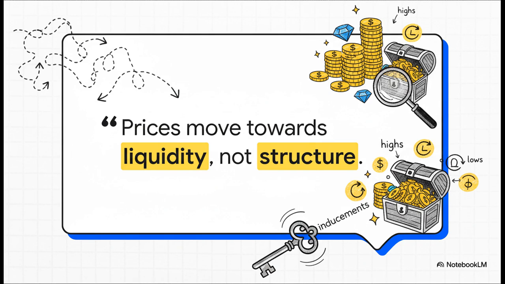If you only remember one thing from all of this, make it this. Market structure is the map. It shows you a likely path. But liquidity, that pool of orders sitting above highs and below lows, that's the treasure. That's where the price is ultimately being drawn.